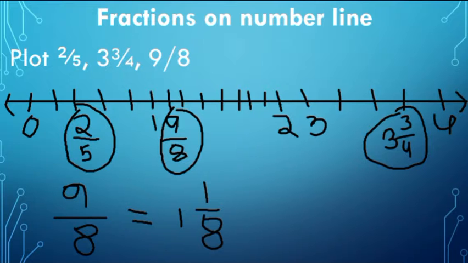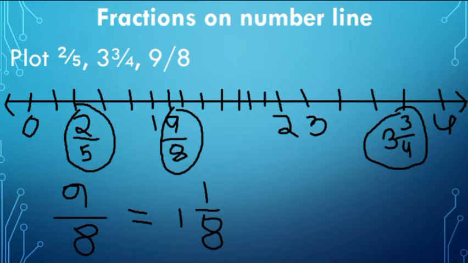So here I have divided it into 4 equal parts. Now see, I have counted the third part. See, 1, 2 and 3. I have counted the third part, and this is 3 by 4. Now let's see how to plot improper fractions.